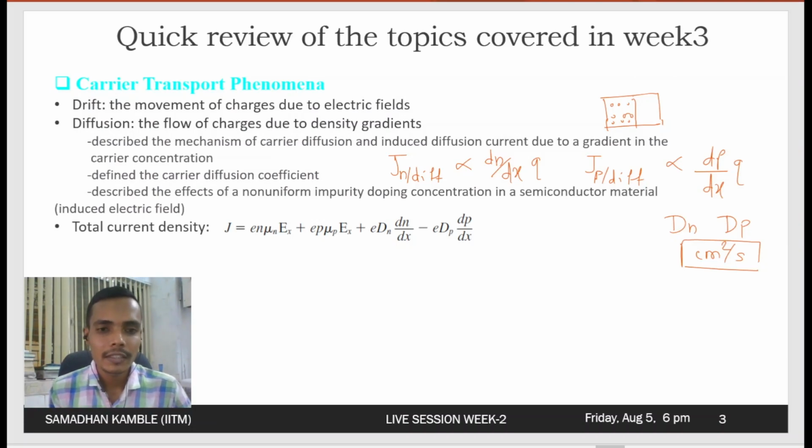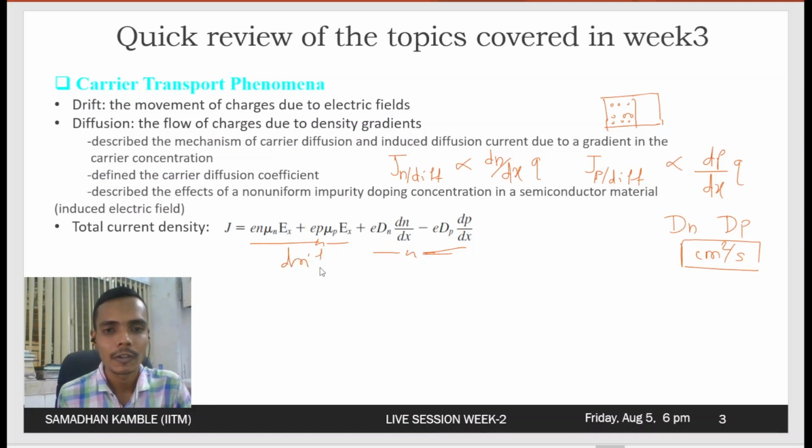One more important point here is that the diffusion of holes from a region of high concentration to a region of low concentration produces a flux of holes in the negative x direction. And since the holes are positively charged particles, the conventional diffusion current density is also in the negative x direction, and hence you can see a negative sign here. So the total current density one can write is the sum of the drift current density and the diffusion current density. So this is drift and this is due to diffusion.